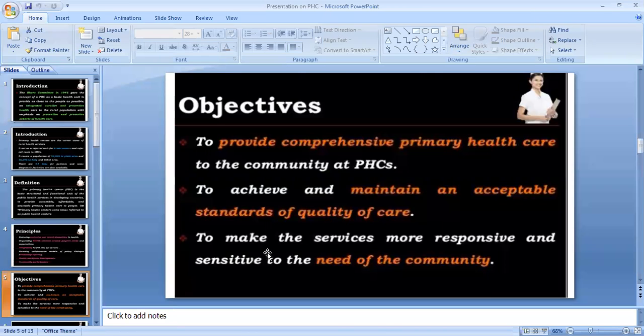So at that time what happened? To make the services more responsive and sensitive to the need of the community. So these are the things, they are very responsible, they are sensitive, and based on the need of the community, they used to provide the care.